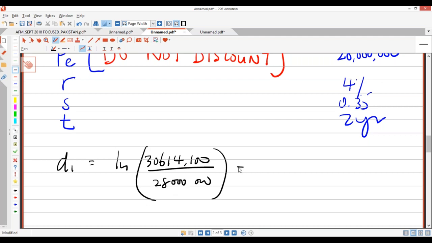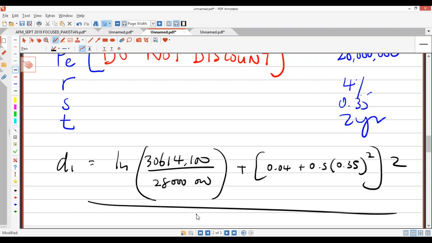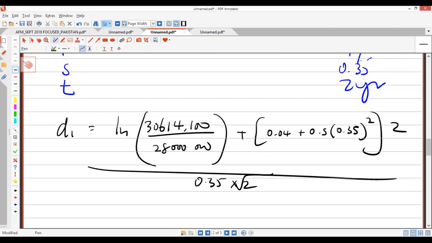28,000,000 plus with 0.04 plus 0.5 multiplied by 0.35 squared, multiplied by 2, over 0.35 multiplied by root of 2. You're going to get this answer: 0.5894.